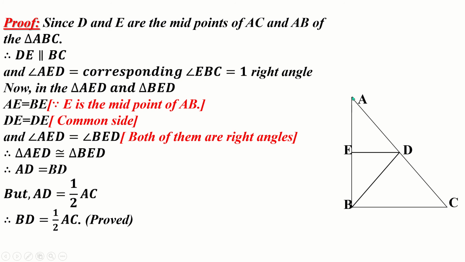Now in triangle AED and triangle BED, AE is equal to BE, DE is equal to DE, the common side, and angle AED is equal to angle BED. Therefore triangle AED is congruent to triangle BED. As a result, we can say AD is equal to BD. But AD is equal to what? AD is equal to half of AC. As AD and BD are equal, we can say BD is equal to half of AC. So the proof is complete. Clear everyone?